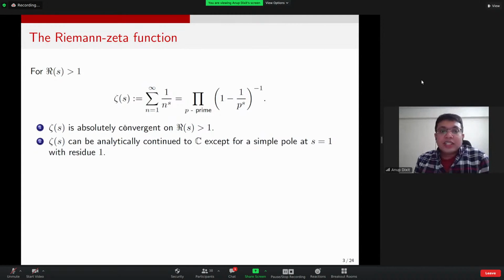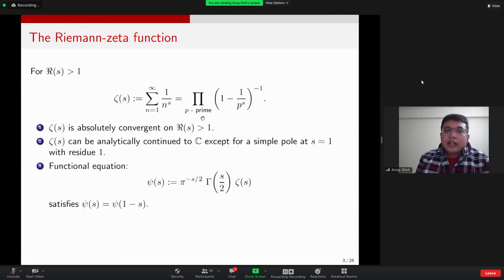So the zeta function has an analytic continuation to the whole complex plane, except for a simple pole at s equals 1 with residue 1. It also enjoys a symmetry given by the functional equation. If I define psi of s as gamma of s over 2 times pi to the minus s over 2, this gamma factor, times zeta of s, then this resultant function psi of s has a symmetry around the half line, which is psi of s equals psi of 1 minus s.